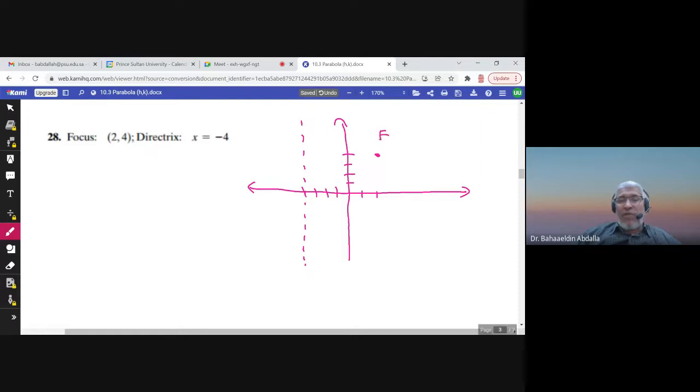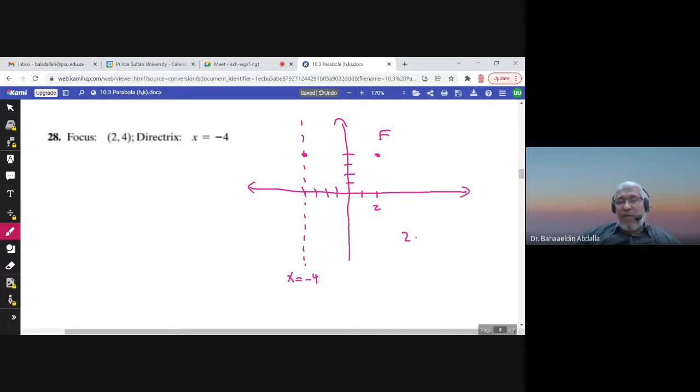This is the focus, 2. The directrix, x equals negative 4. So this point here, the midpoint between the focus and the directrix, will give you the coordinates of the vertex.